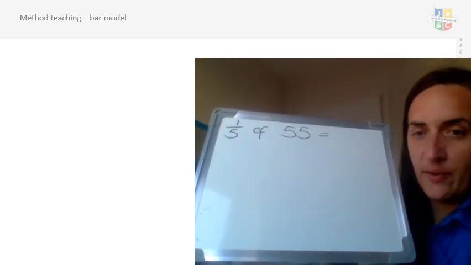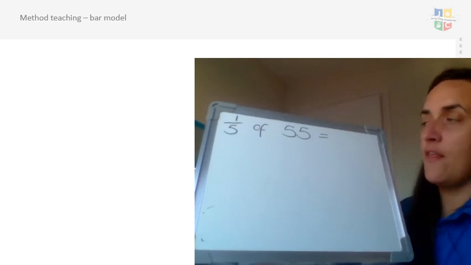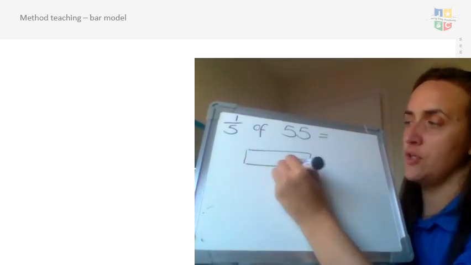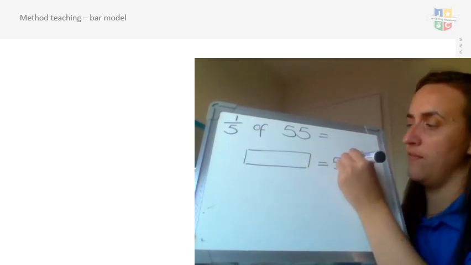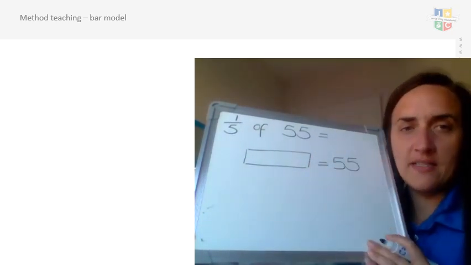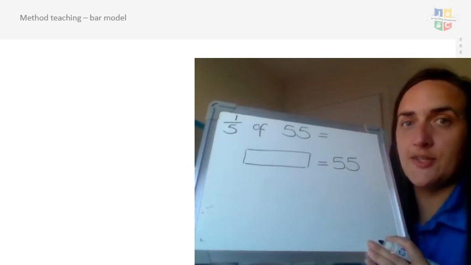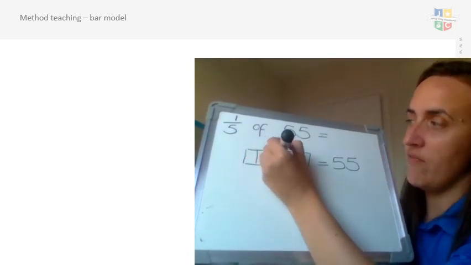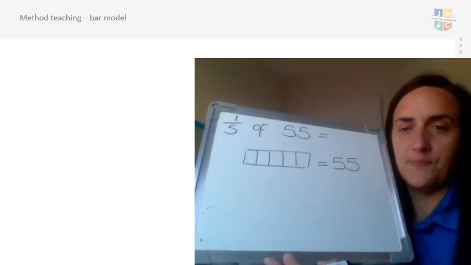So 2/3 of 90 equals 60. Right, so let's have a look at another question now. 1/5 of 55. So my bar model in total equals 55. How many parts do I need to split my bar model into? Excellent. We look at the denominator. We need to split it into 5 equal parts.